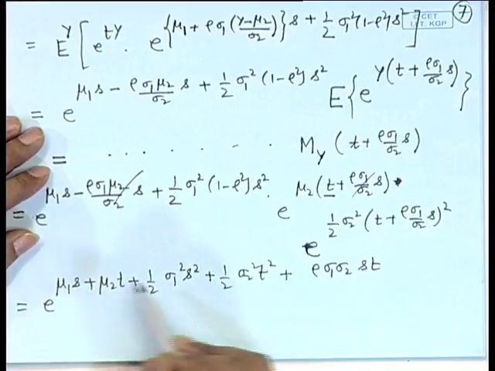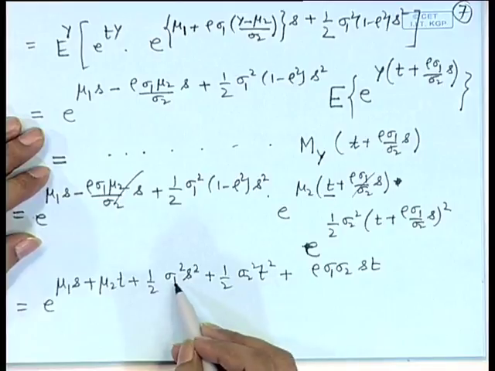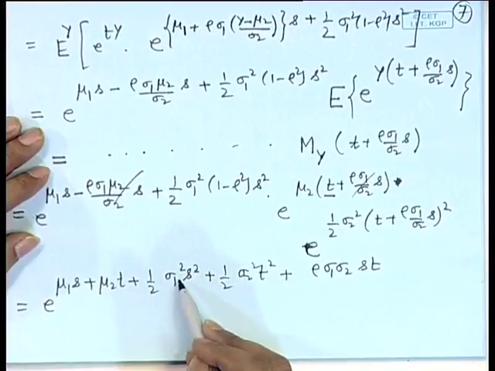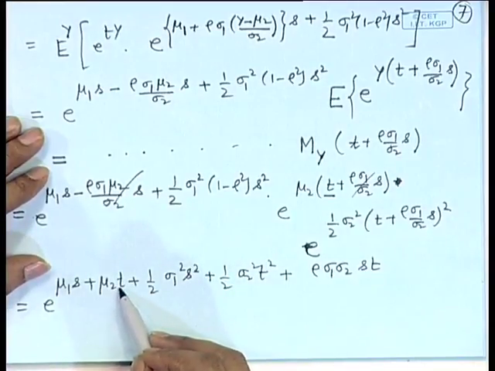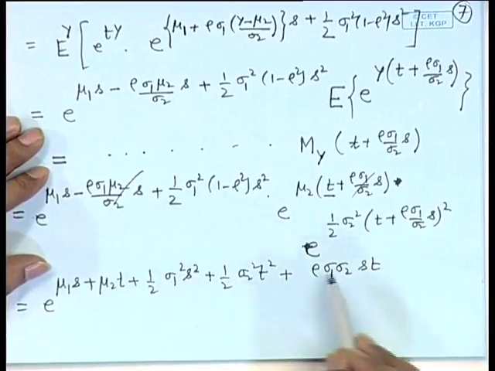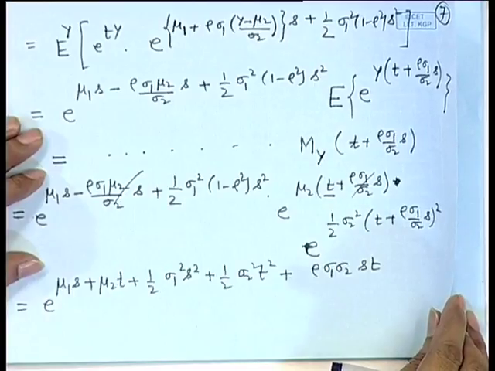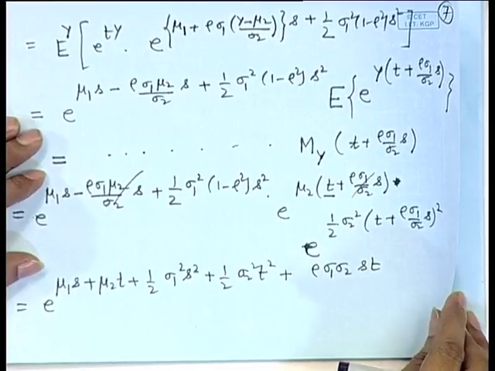So, notice here that e to the power mu 1 s plus half sigma 1 square s square denotes the MGF of the normal distribution with parameters mu 1 and sigma 1 square, that is the MGF of x. Similarly, e to the power mu 2 t plus half sigma 2 square t square denotes the MGF of y. So, we have these terms and an additional term coming here. Using this we can prove certain more properties regarding the bivariate normal distribution.